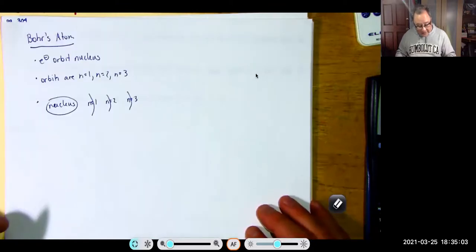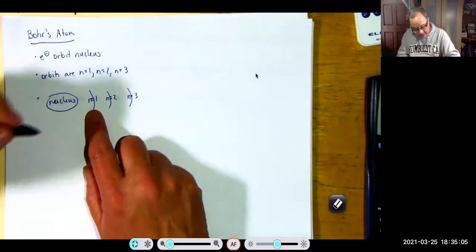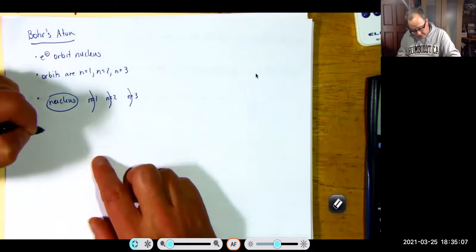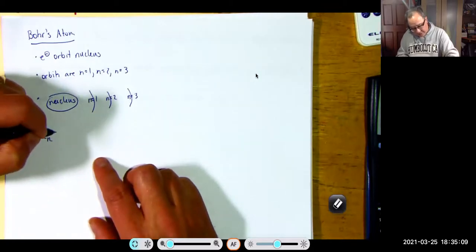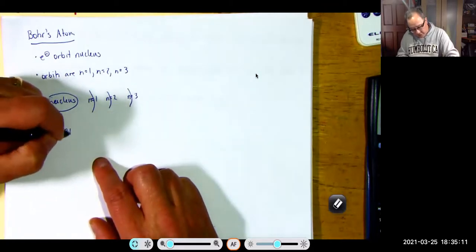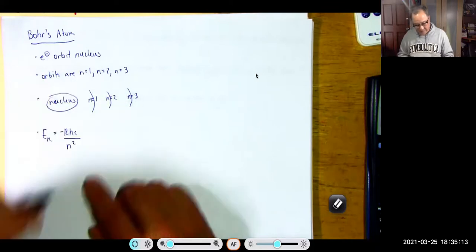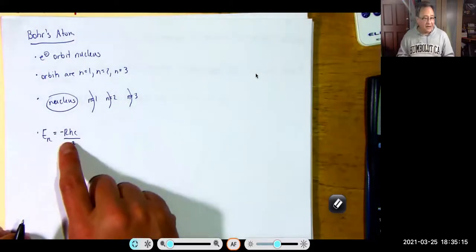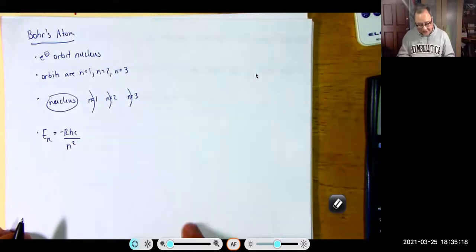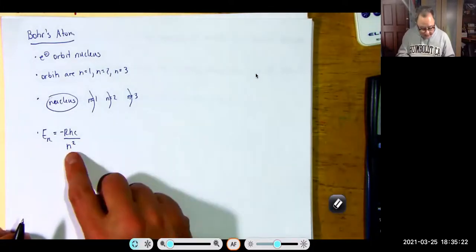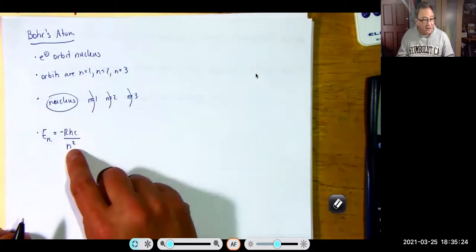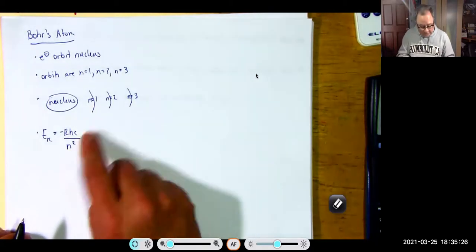And to calculate the energy of an electron in an orbit, you use the energy of the electron is negative RHC over n squared, where R is the Rydberg constant, H is Planck's constant, and C is the speed of light. And n, in this case, if it's in the first orbit, would be 1 squared. For 2, it'd be 2 squared.